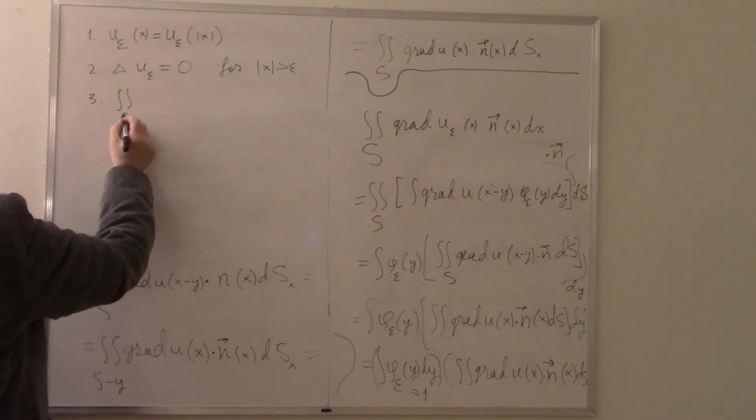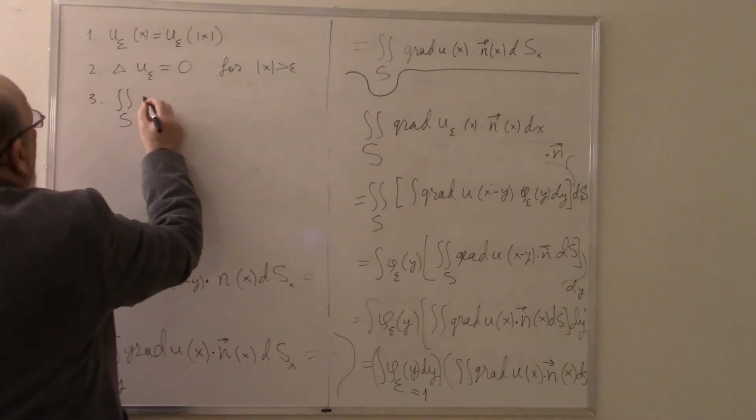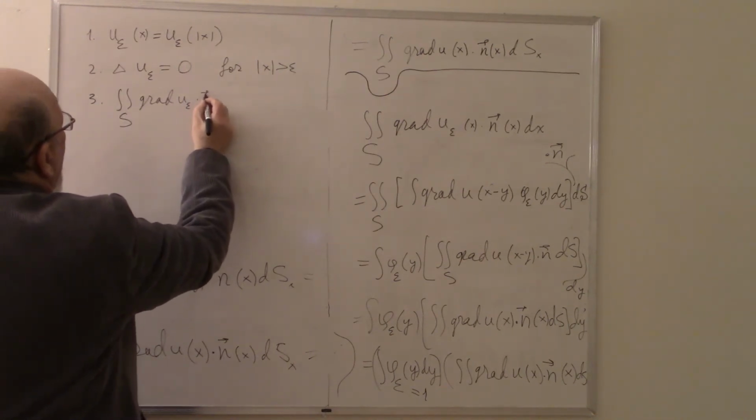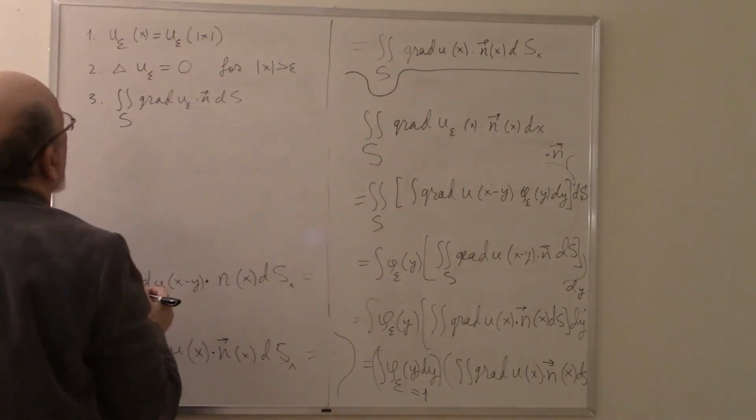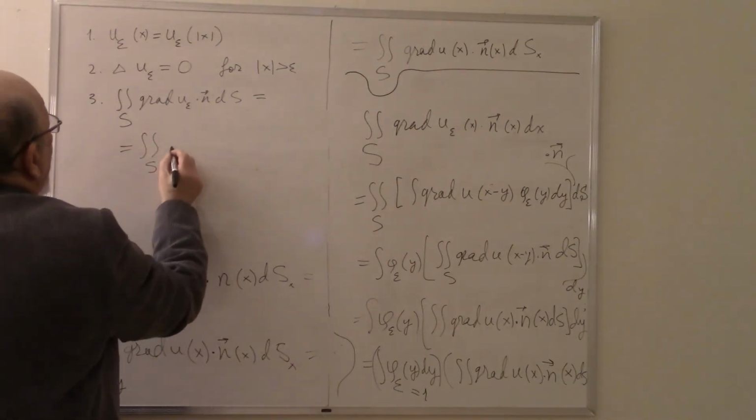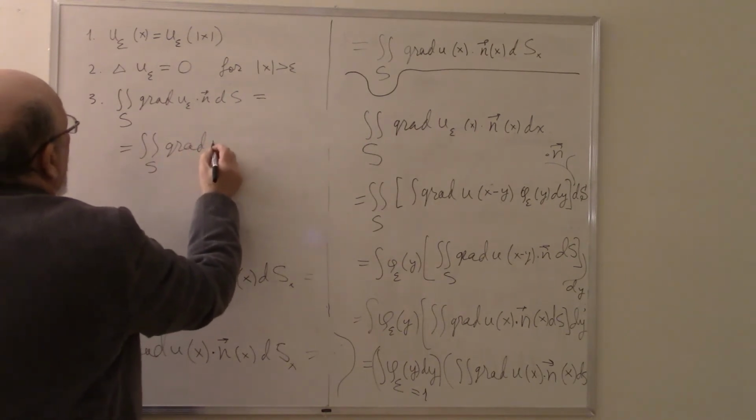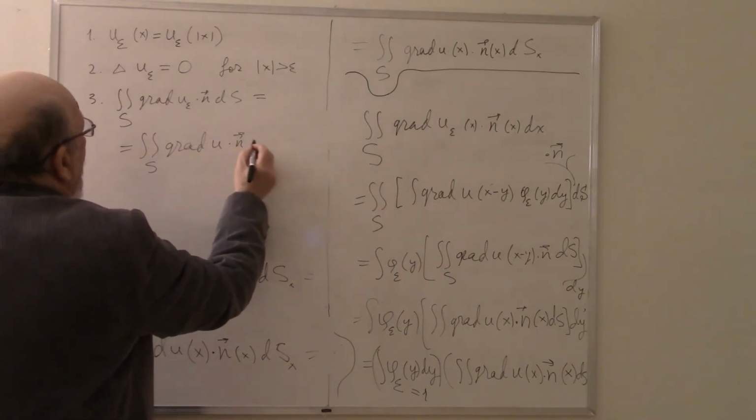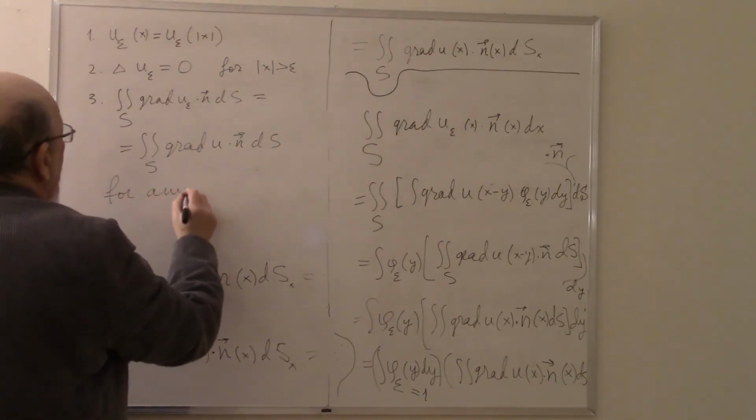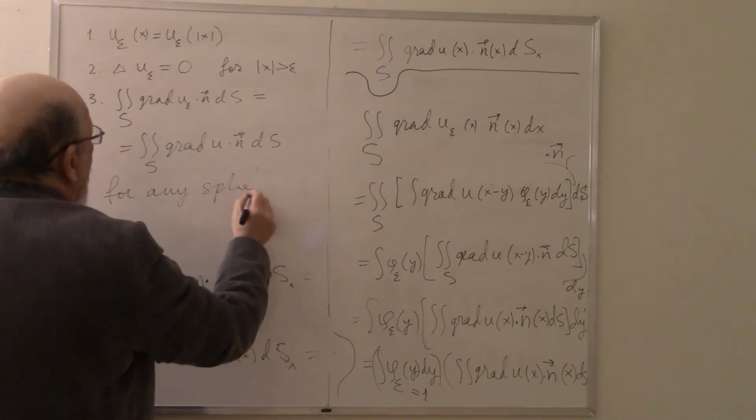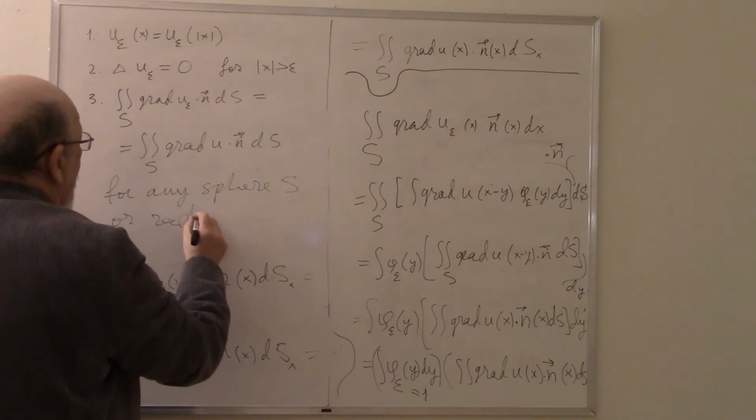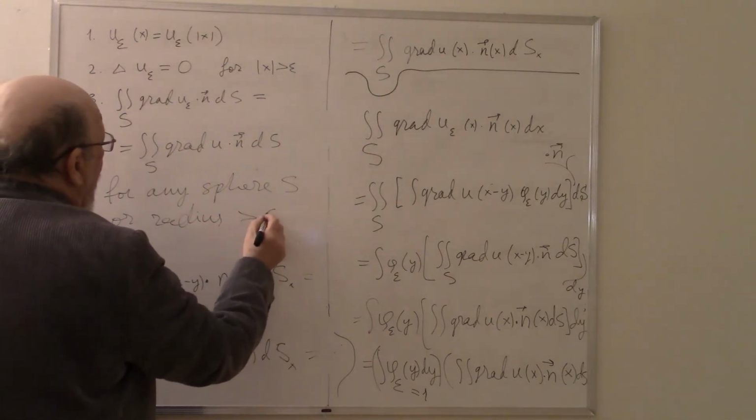the integral over S of gradient u epsilon dot n dS equals the integral over S of gradient u dot n dS for any sphere S of radius more than epsilon.